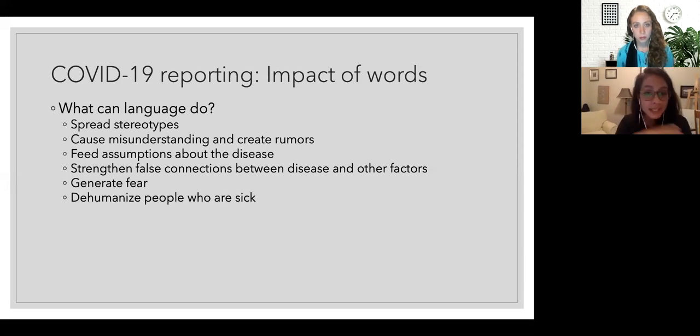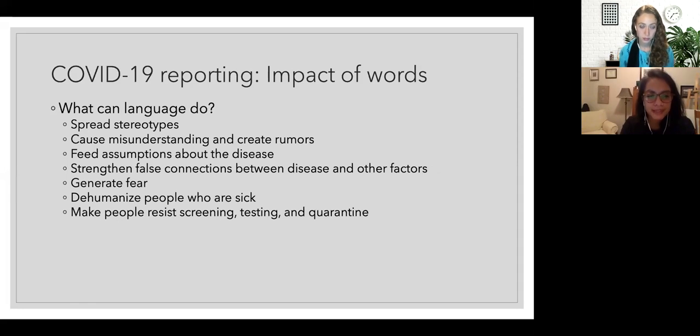So we're going to continue to talk through the section about person-first language, and we want to make sure that we're putting a human face and respecting dignity in the way that we're communicating. It can make people resist screening, testing, and quarantine. I think we've all seen examples of this: when we're afraid, unsure, confused, or we don't have up-to-date information, many of us, our first response is just not to do anything or to be skeptical of the resources that are there. And so that's why it's important that we provide truthful and up-to-date information.